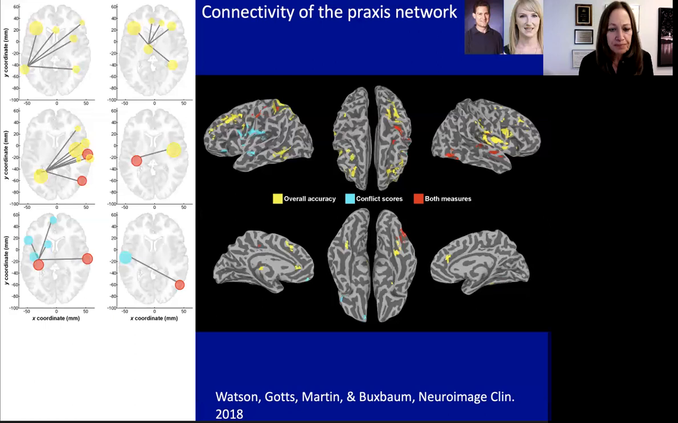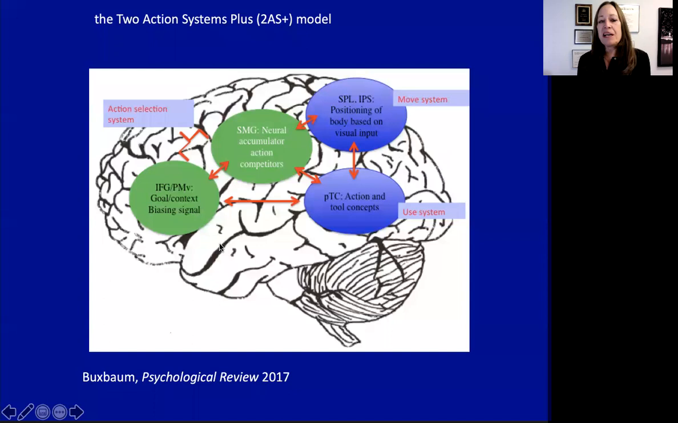So based on these and other data, we expanded our two action system model beyond the move and use system, which I showed you earlier in a table, to include this additional module, a third module of the tool use, the two action system network. And we call this the two action system plus model. And the plus in the model refers to this action selection system, which is comprised of the SMG, which is a neural accumulator for action competitors, and the IFG, which serves to provide a goal or context biasing signal. And you can see this in this paper here.